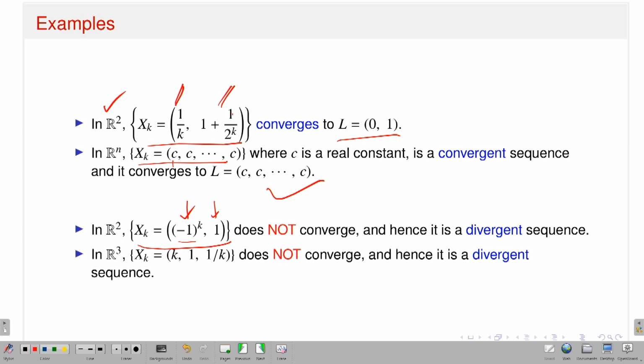Similarly, this is a sequence in R3. What are the component sequences? The first one is k, the second one is a constant sequence, and the third one is 1 by k. The second component sequence converges to 1 because it is a constant sequence, and the third one converges to 0. But what happens with the first component sequence? It is a divergent sequence. So, if I apply my earlier theorem, since one of the component sequences is divergent, the full sequence xk is divergent.